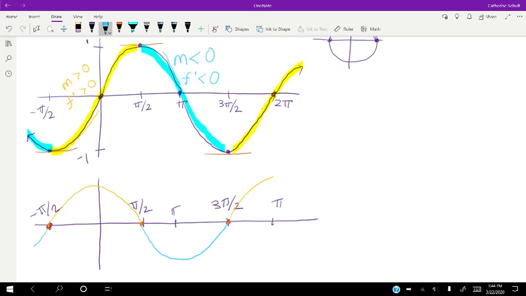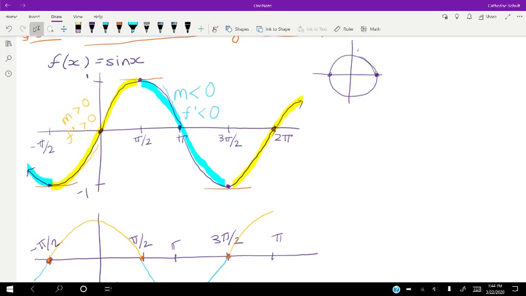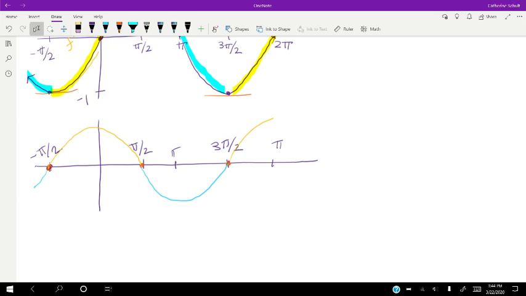Okay, so take a look at that graph. So again, our function is sine of x, and we're trying to find the derivative down here.